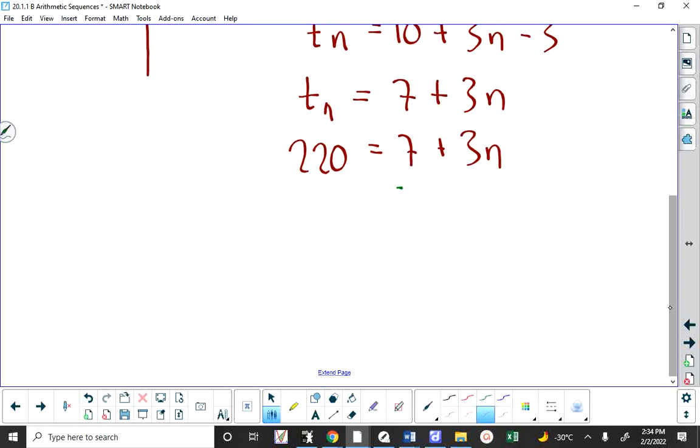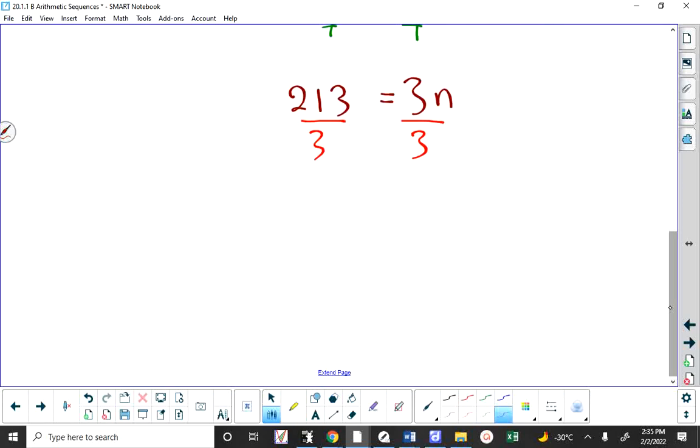So I will show this. I mean, I don't know that we really need to show this. What do we get? 213 equals 3n. We divide both sides by 3 and get, by my count, how did I do? 71? It's the 71st term.